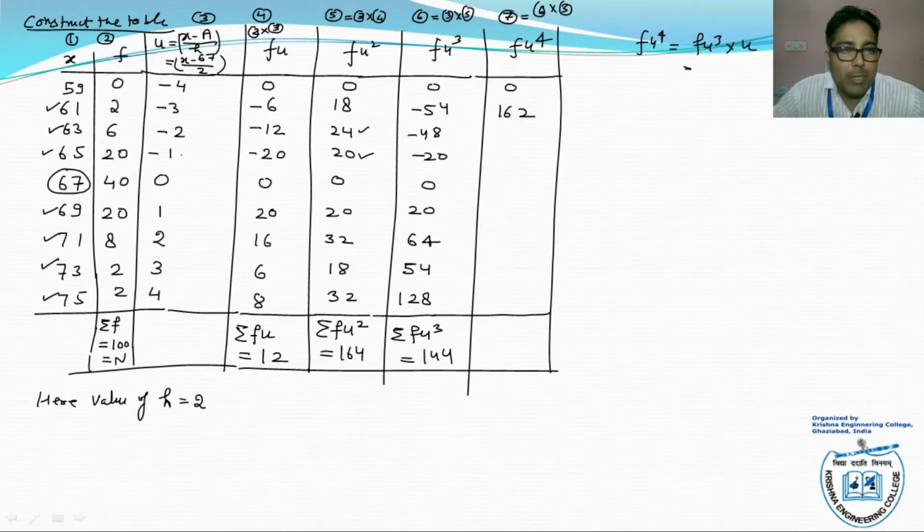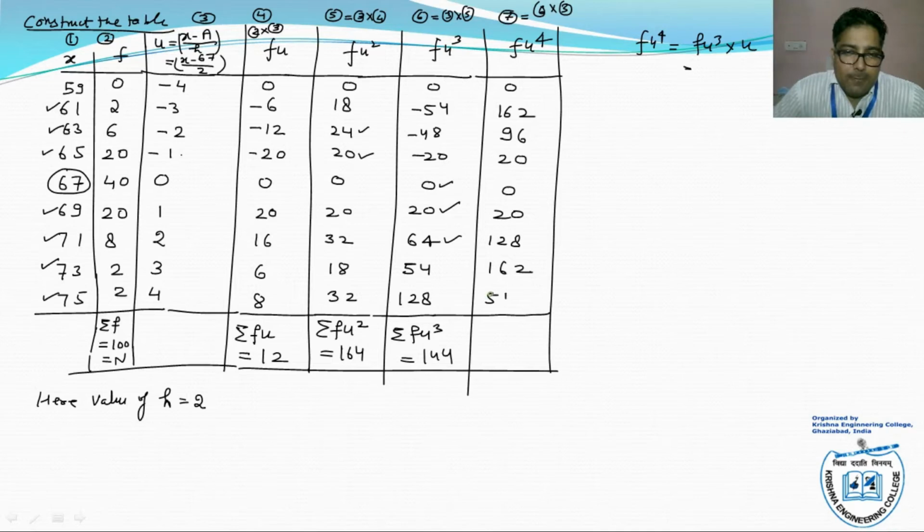Similarly, minus 3 into minus 54 becomes 162. Find the product of minus 2 into minus 48 becomes 96. Minus 1 into 20 becomes 20. 0 into 0 becomes 0. 1 into 20 becomes 20. 2 into 64 becomes 128. So the 54 into 3 becomes 162, and product 4 into 128 becomes 512. Now find the sigma fu4. This becomes 1100. Clear?